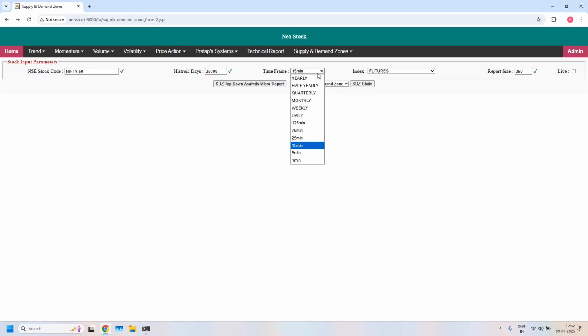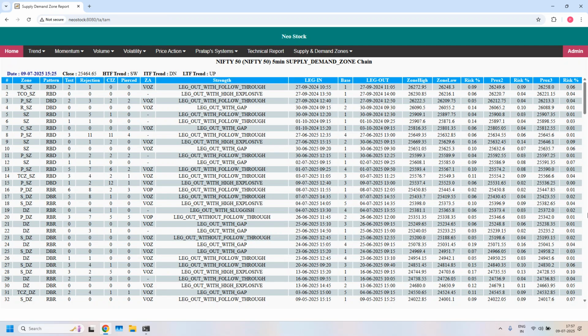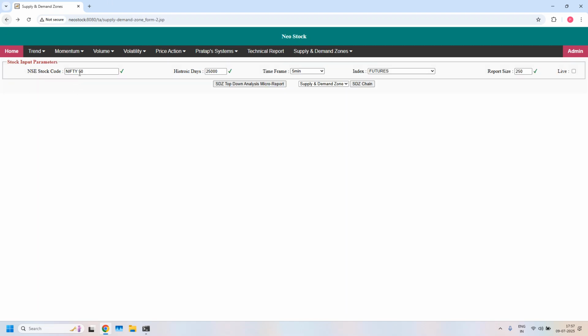Next, generating 5 minutes supply demand zone chain for NIFTY. Okay, this is about NIFTY supply demand zone chain. Next, I will generate BANKNIFTY supply demand zone chain reports, changing the name to NIFTY Bank. That is nothing but BANKNIFTY.